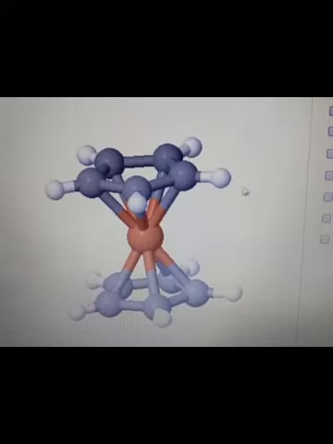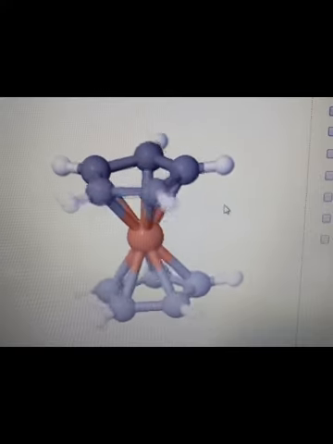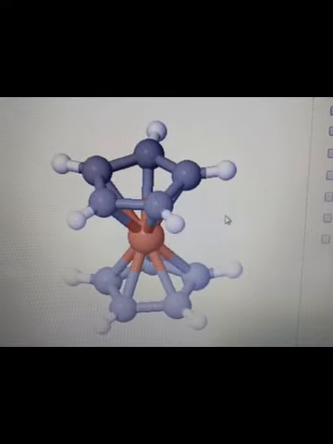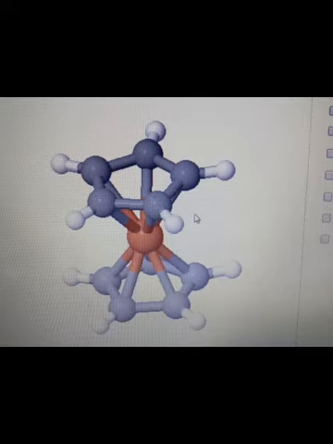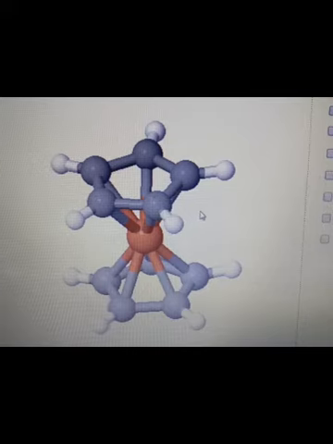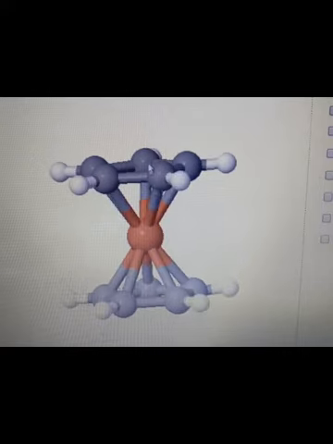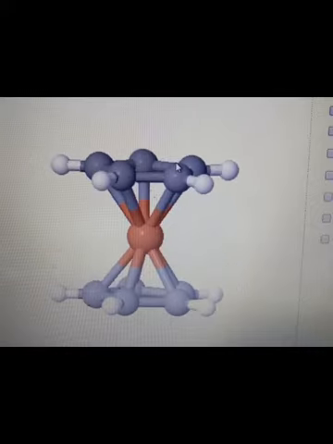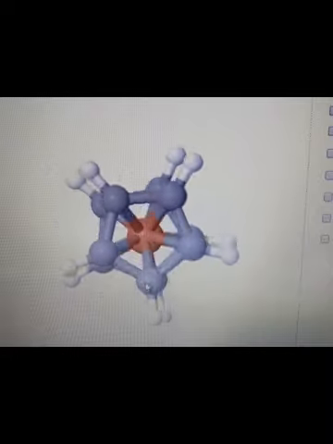And the next example we have is ferrocene, which belongs to the D5 point group. Since the molecule belongs to the D5 point group, it has a C5 principal rotational axis of symmetry and 5 C2s perpendicular to the principal axis, that is C5. So this molecule ferrocene has iron in the center and 2 cyclopentadienyl rings at the top and the bottom, that is a sandwich type of structure. So this is the structure of ferrocene.